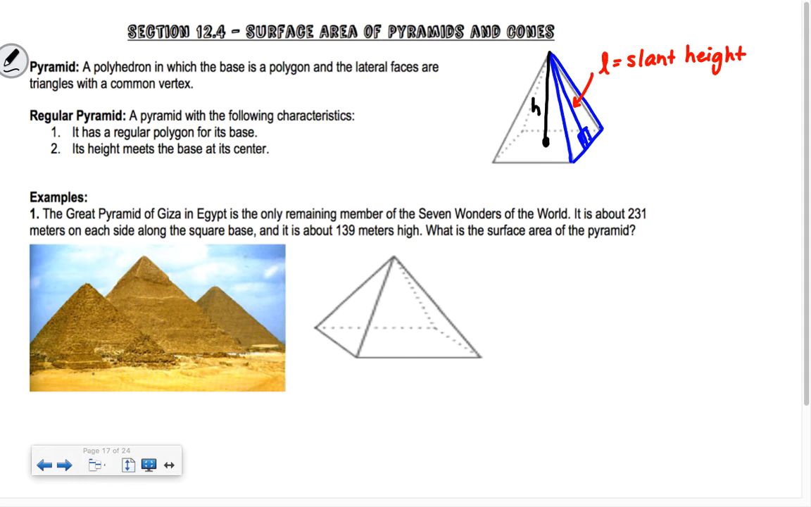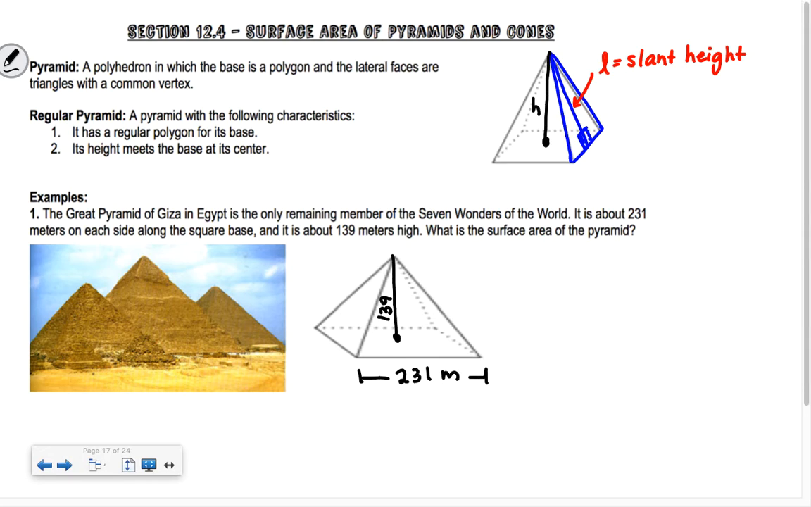So here's our example. It says the Great Pyramid of Giza in Egypt is the only remaining member of the seven wonders of the world, the ancient seven wonders of the world. It's about 231 meters on each side along the base, and it's about 139 meters high. So it says, what is the surface area of the pyramid?